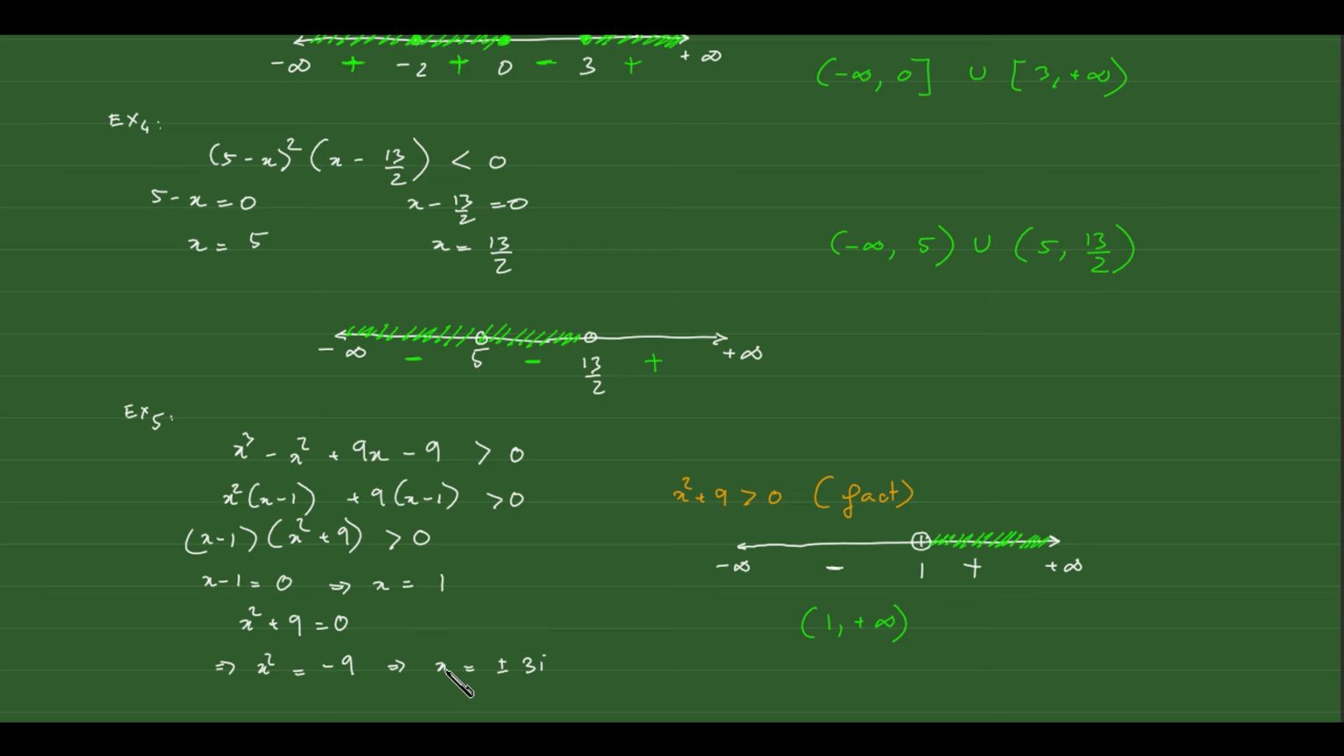So the reason I wrote it down over here is just for you to see that we cannot put this on the number line. But on the real test, all you have to do is this. You put x squared plus 9 greater than 0 as a fact. Then you don't have to put it on the number line.